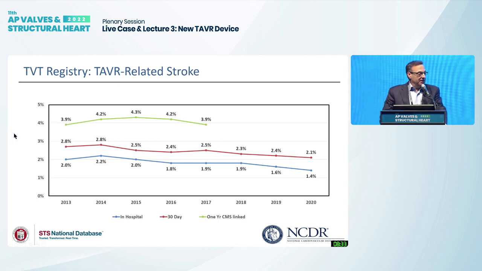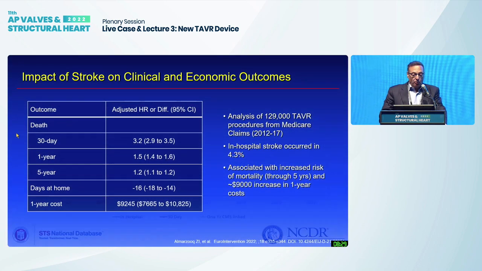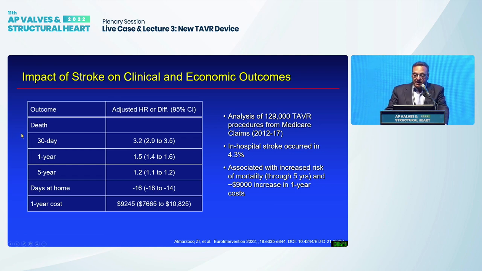So we clearly have not eliminated, at least in the practice in the United States, TAVR-related stroke. The reason why this is important is because TAVR-related stroke is still a very bad thing. This is data from a Medicare study the group at Harvard put together, looking at about 130,000 TAVR patients and looking at the longer-term outcomes.